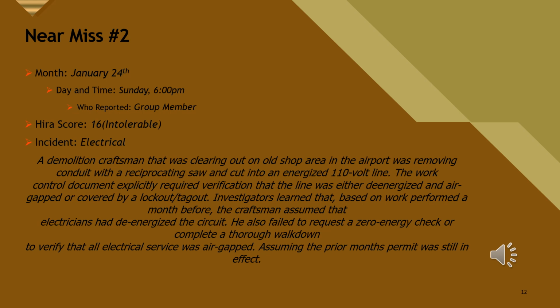The work control document explicitly required verification that the line was either de-energized and air-gapped or covered by a lockout-tagout. Investigators learned that, based on work performed a month before, the craftsman assumed that electricians had de-energized the circuit. He also failed to request a zero-energy check or complete a thorough walkdown to verify that all electrical services were air-gapped. So he assumed the permit from the prior month was still in effect.